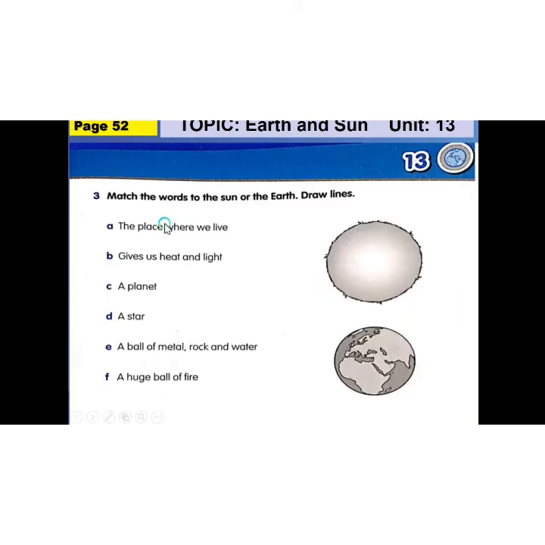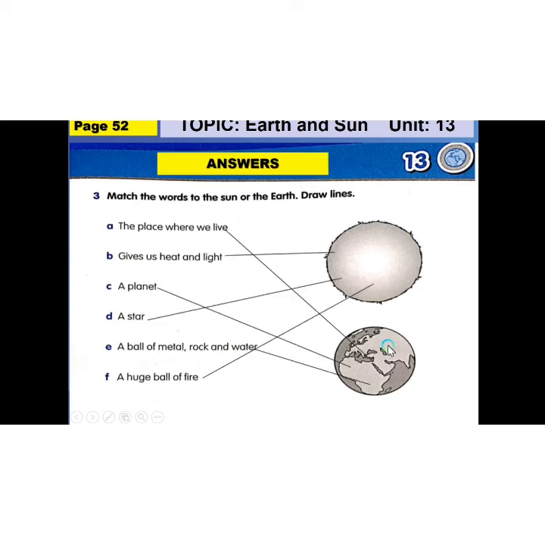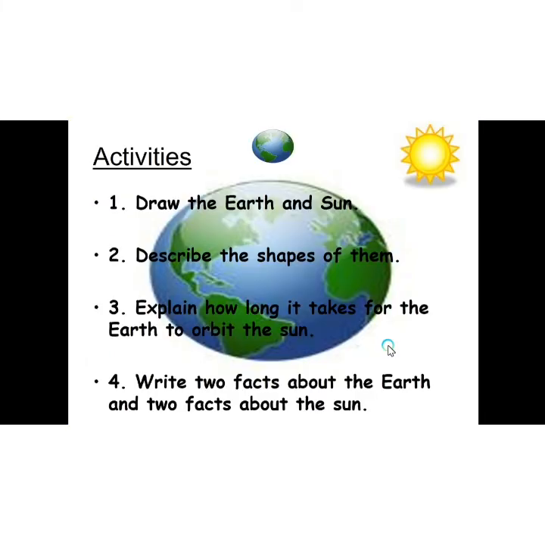Okay? So you check this in your workbook. You're going to match the words to the sun or the earth. You're going to draw lines, match. You read the sentences and match if it is either sun or earth. Alright? And then you check the next page for my answers. Is that okay? Good. So you're still going to carry out this activities or experiment.